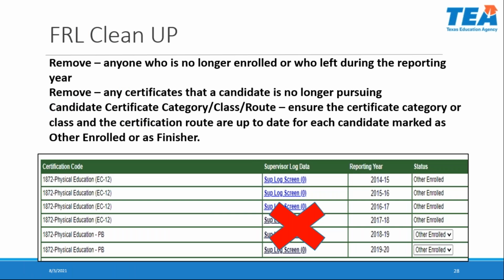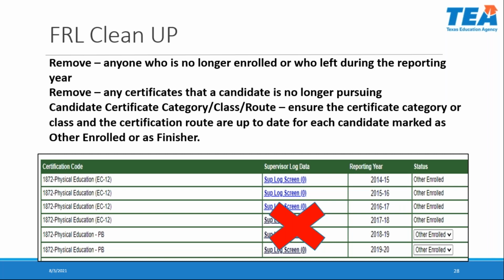On a related note, the finisher records list should reflect exactly who is in your programs and who has finished in any given reporting year. It should also accurately reflect each certificate and supplemental certificate sought by each candidate in that reporting year. Remove candidates from the list or correct the information about candidates on the list as needed on an ongoing basis.